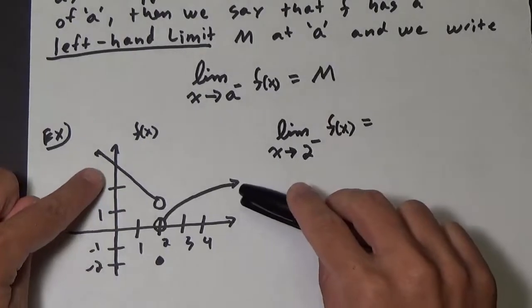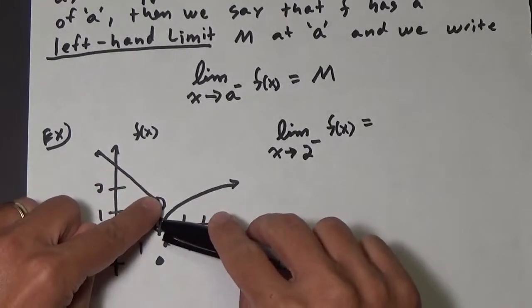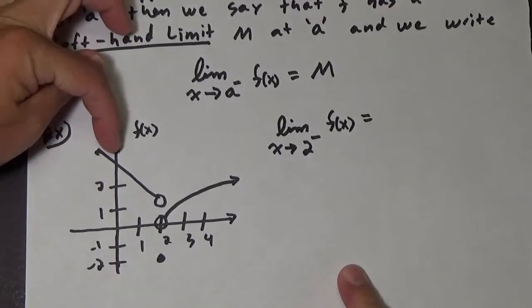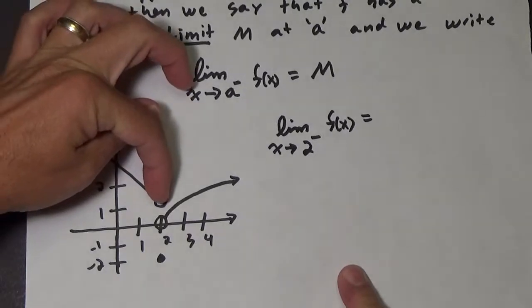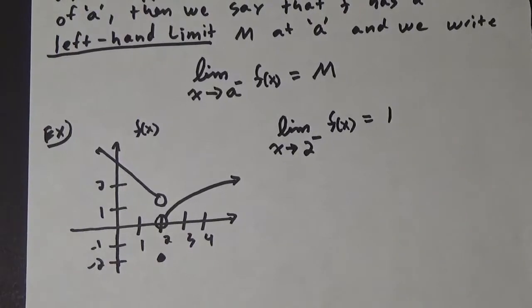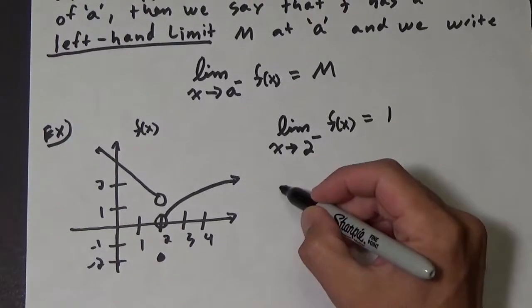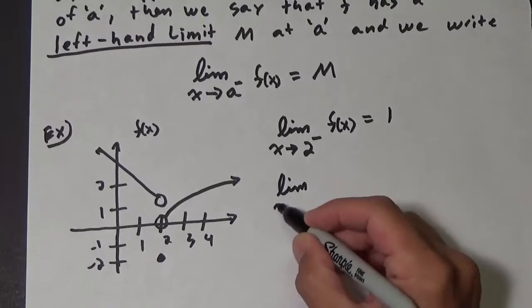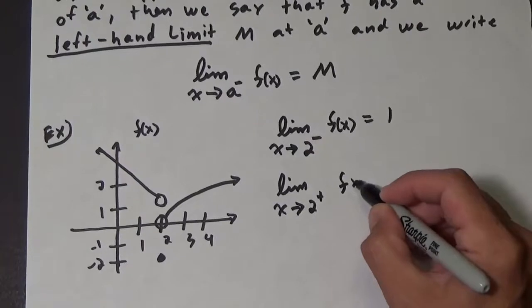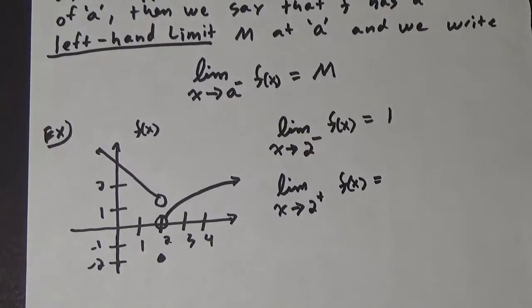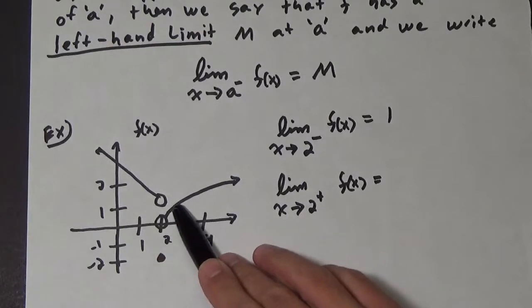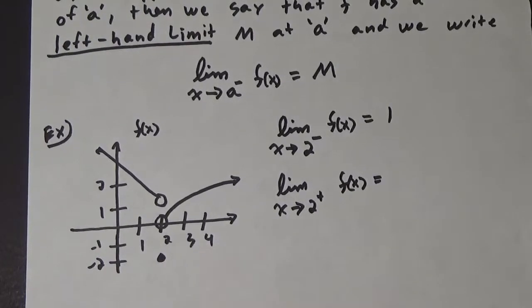Instead of having to worry about what's happening as we approach from both sides, with one-sided limits we only have to worry about one side. So we're coming from the left-hand side, and we're approaching 1. So there's our answer, 1. And what is the limit as x approaches 2 from the positive side of f of x? Again, we're coming from the right-hand side, and as we keep approaching 2, where does our function go? This time it's going to 0.